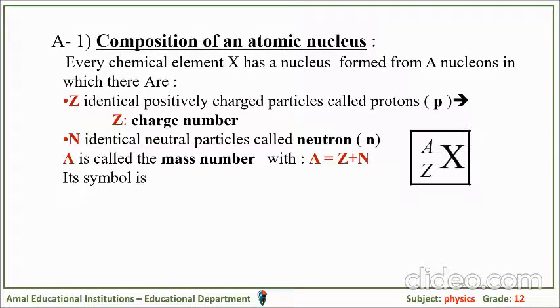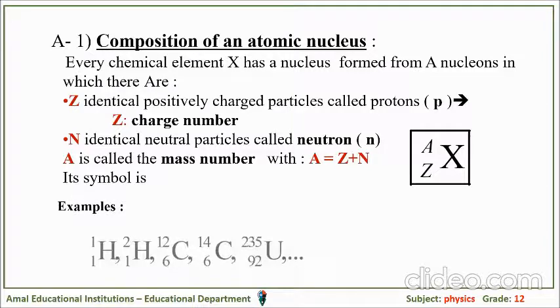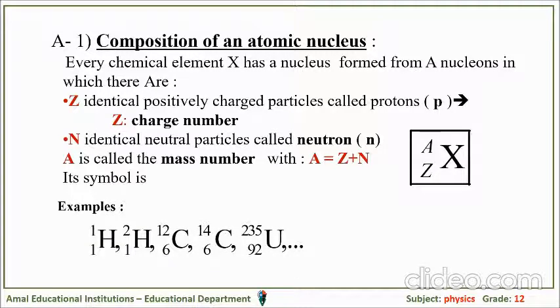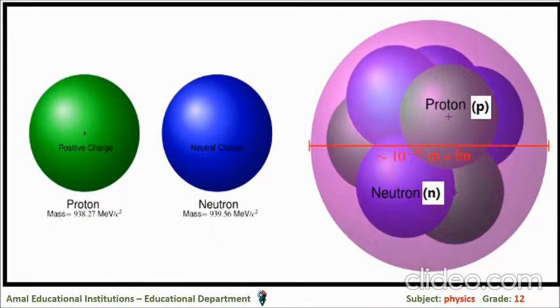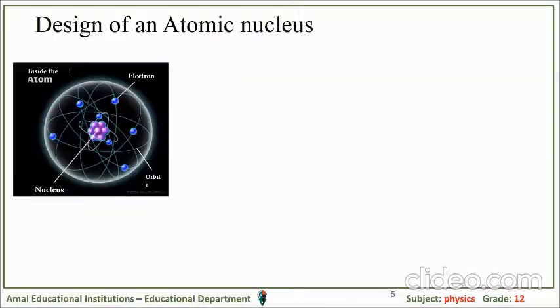The symbol for the chemical element nucleus is X, with A on top and Z at the bottom. As examples, we may have H-1-1, H-2-1, C-12-6, C-14-6, U-235-92. This is a design for the proton, the neutron, and the nucleus. They all look like the design of the atomic nucleus.